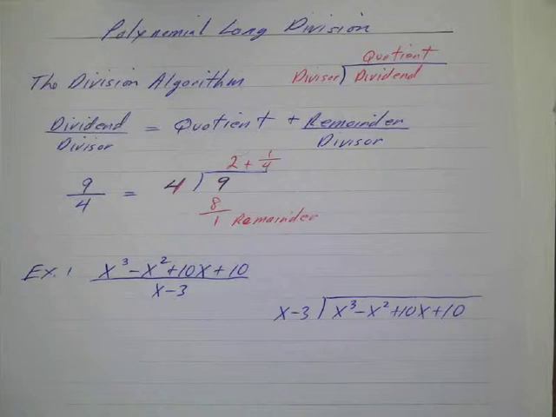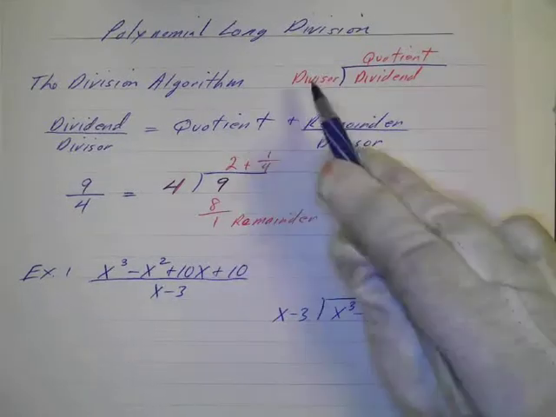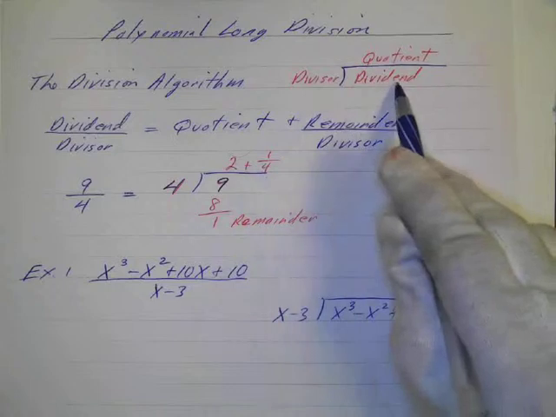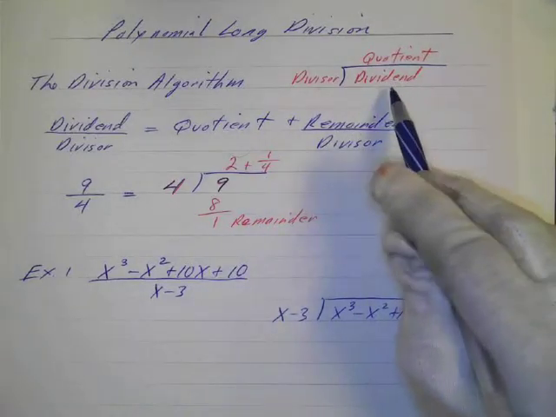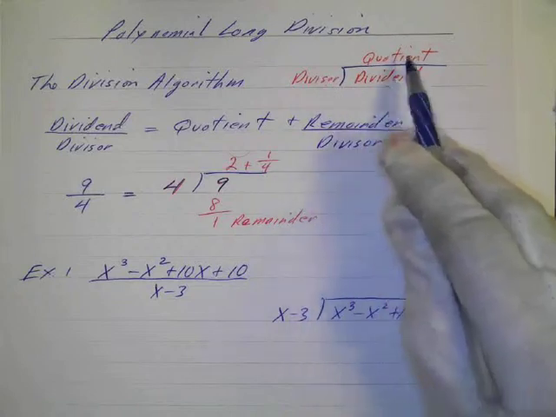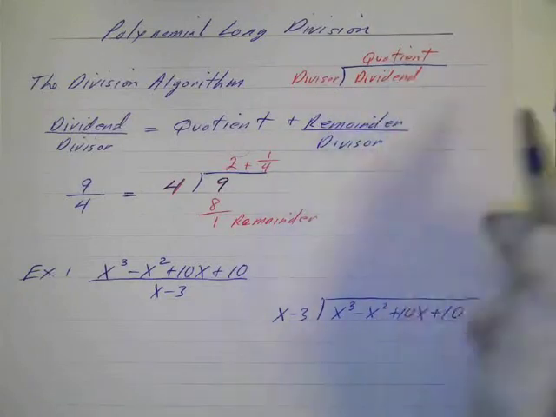So here are some examples of polynomial long division. And first of all, let's review the division algorithm. The division algorithm just says that if we're going to do long division, this is our divisor, the number we're dividing by, and the dividend is the number we're dividing into. The dividend divided by the divisor equals the quotient plus the remainder over the divisor.